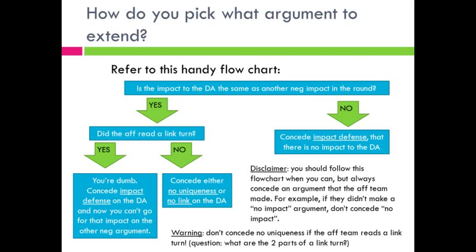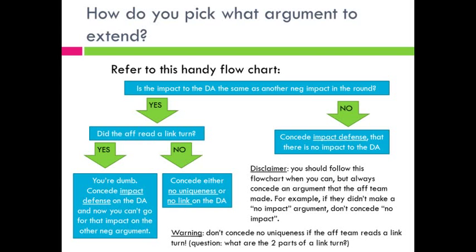If you don't know what a link turn is right now, that's okay. We're going to talk about it in the next video. But you should come back to this flowchart after you learn what a link turn is, and it'll make more sense. If the answer is yes and yes, then you're dumb. You need to concede impact defense on the DA, but you can't go for that impact on the other neg arguments. You'll have to go for a different impact or just a different argument in general.